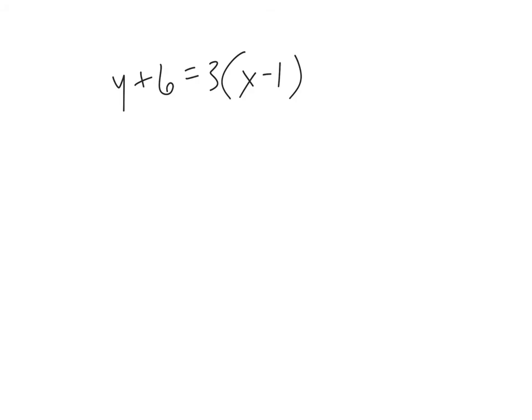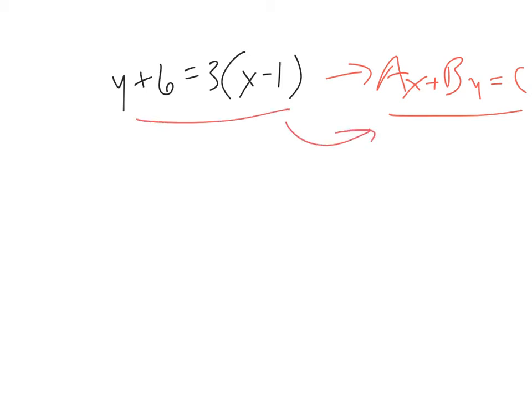Let's say we have something that looks a little trickier, like y plus 6 equals 3 times x minus 1. Well, in order to start making this look like standard form, our goal is to make it look like ax plus by equals c. We're just trying to rewrite these equations into a specific form, a specific order with some rules. We want to make this equation look like that. We're not going to change the equation at all. We're just going to change the way it looks, right?